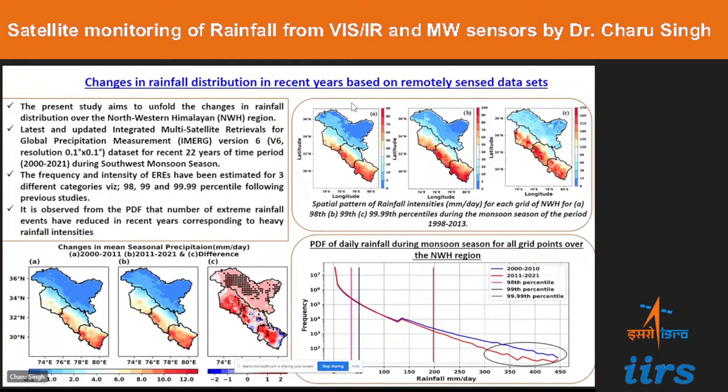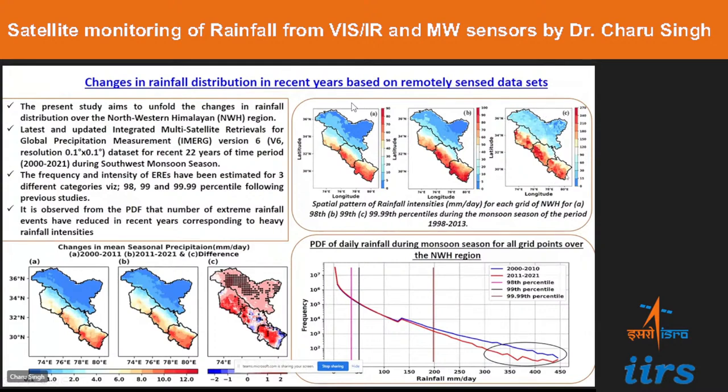So based on the percentile method, we also have developed here the map for the rainfall intensities associated with various percentiles to show the amount of the rainfall that is received in different categories over the NWH region. So 3 maps are shown here. One is for the heavy rainfall events that fall up to a range of 98th percentile of the rainfall data set. Then these are the very heavy rainfall events that are corresponding to the rainfall intensities which fall within the 99th percentile. Then we have the extremely heavy rainfall events or the cloudburst events. That is for the 99.99th percentile.